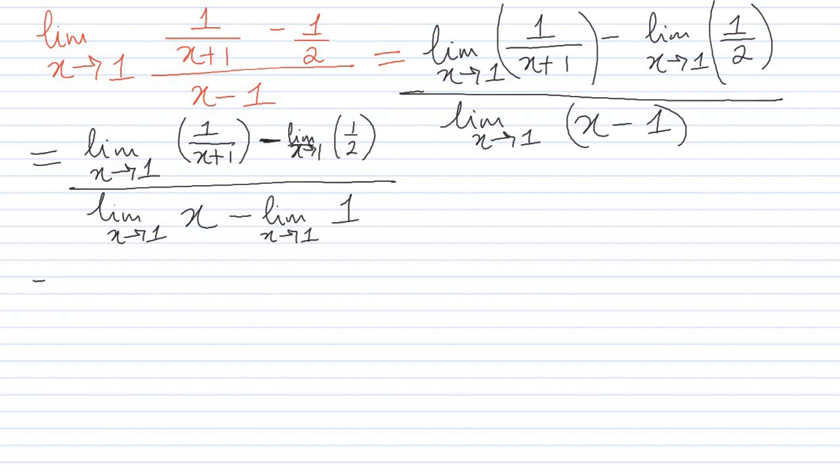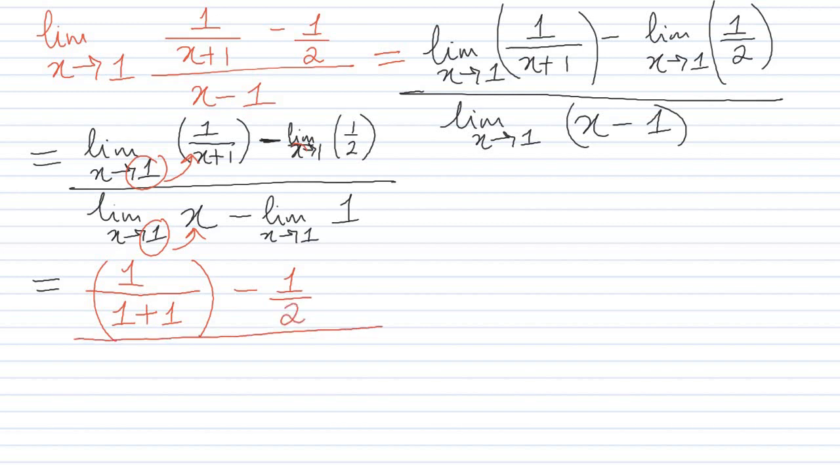Now that we've done that, we can happily substitute. So you have x goes to 1, we can substitute that here. And we also can substitute that here. So we end up with 1 over 1 plus 1 minus 1/2, divided by 1 minus 1. So that would be 1/2 minus 1/2 over 1 minus 1. So that would be 0 over 0.